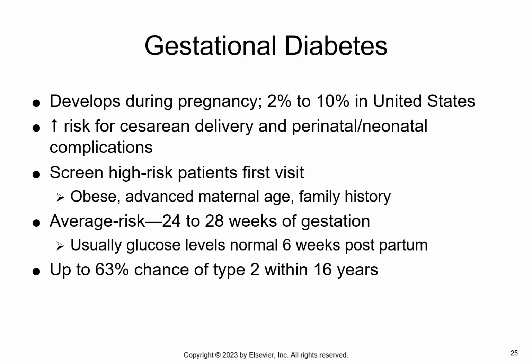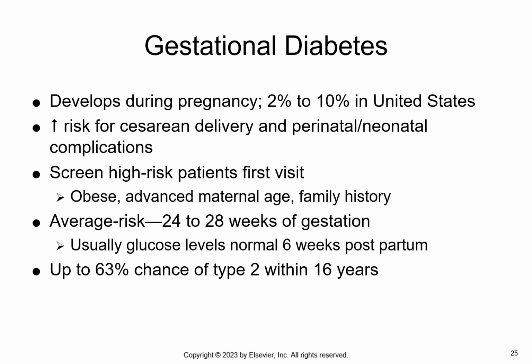gestation. Most women with gestational diabetes have normal glucose levels within 6 months postpartum. Women with a history of gestational diabetes have up to 63% chance of developing type 2 diabetes within 16 years.